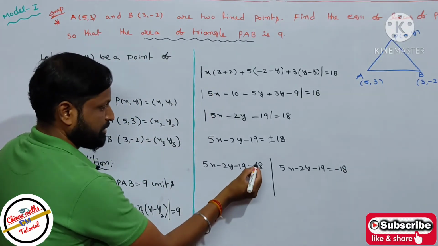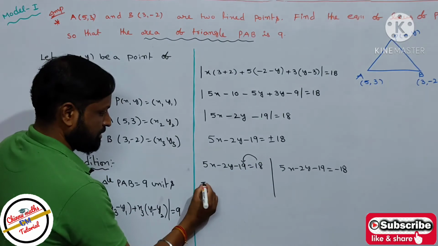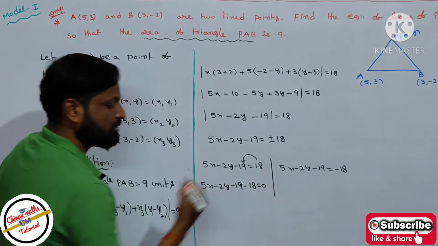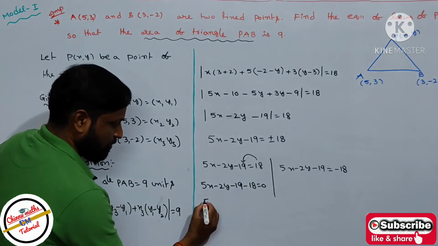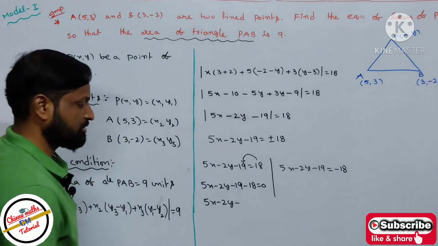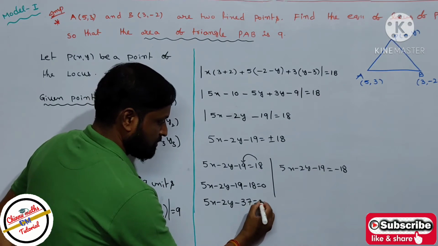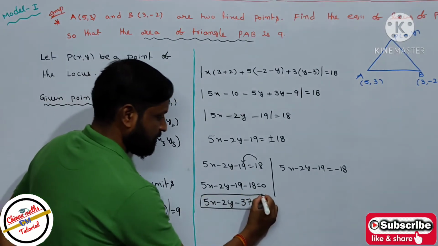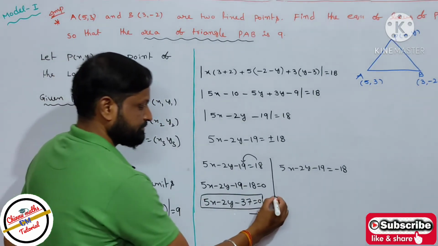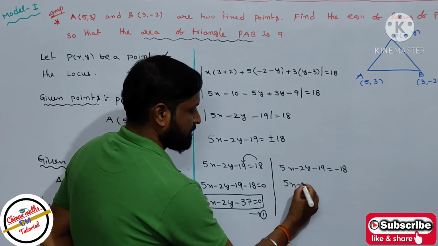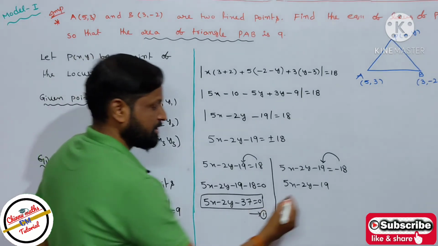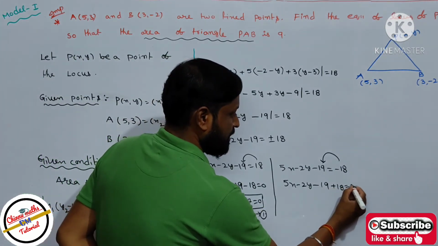Okay, next step, plus 18 can be written as here, then 5x minus 2y minus 19 minus 18 equal to 0. Next 5x minus 2y minus 37 equal to 0. In the first case we will get the first equation, it is equation 1. Okay, similarly 5x minus 2y minus 19 minus 18 can be written as, the sign should be changed, plus 18 equal to 0.